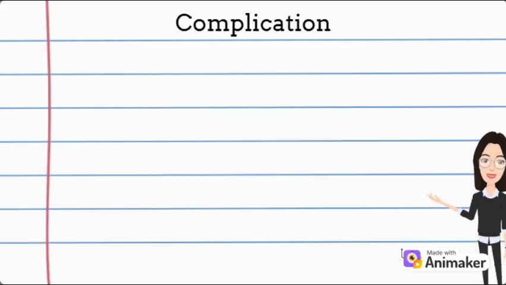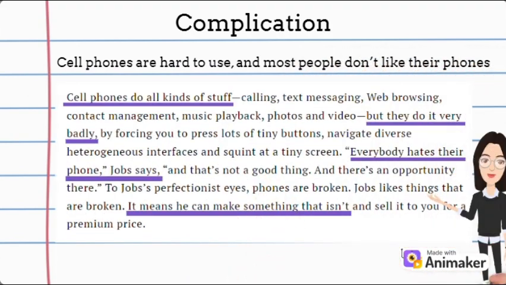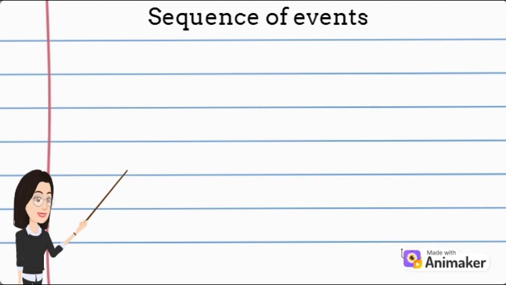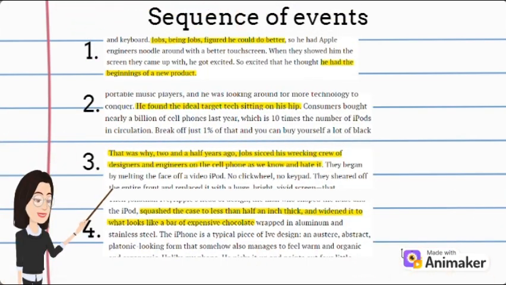The complication. Cell phones are hard to use and most people don't like their phones. This can be found in the third paragraph of the text. Sequence of events. The events go through chronological order, from the first time it was thought to the development of it. The highlighted parts are the most important parts of the thought process of the first phone.